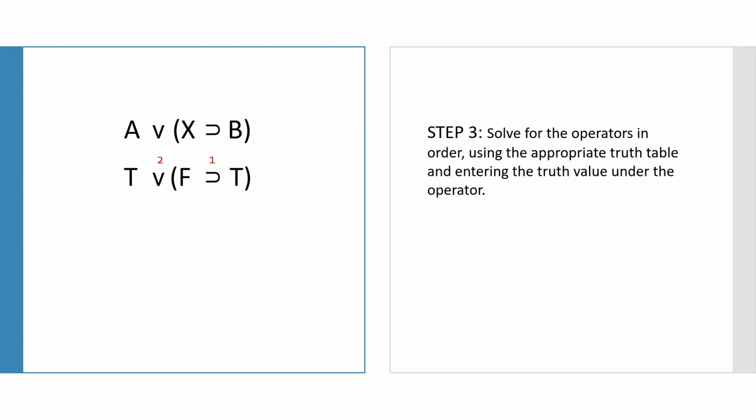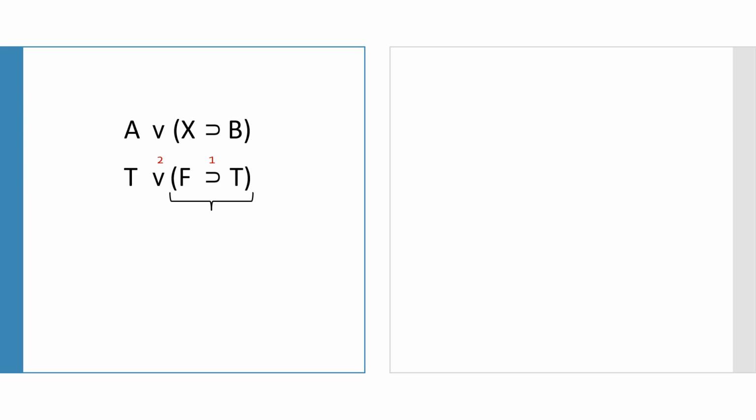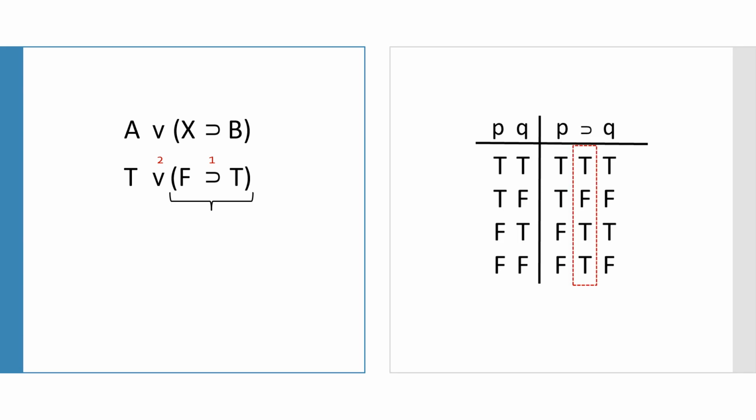So the next step is to simply solve for these operators in the proper order, using the appropriate truth tables for those distinct operators, and then simply entering the truth value underneath each operator step by step as you go. So we need to begin with this conditional statement. If I have a conditional statement where the antecedent is false, but the consequent is true, what do I know? So what we need to do is simply go to our truth table for conditional statements and find the appropriate line that we're talking about.